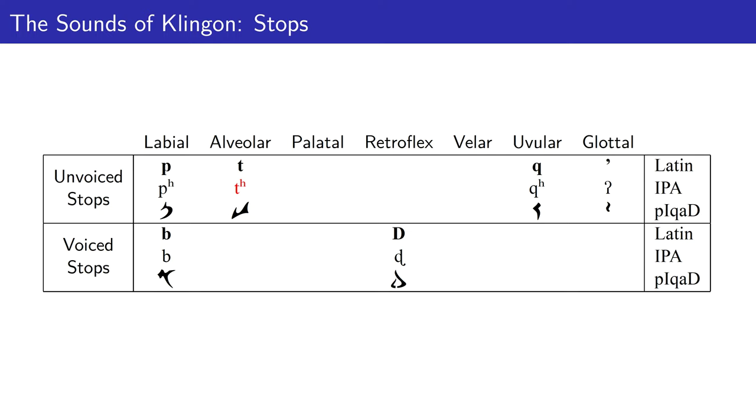Similarly, the unvoiced alveolar stop is also aspirated. T. Like with P, when T is pronounced, you should feel a notable puff of air in front of your face if you hold up your hand.